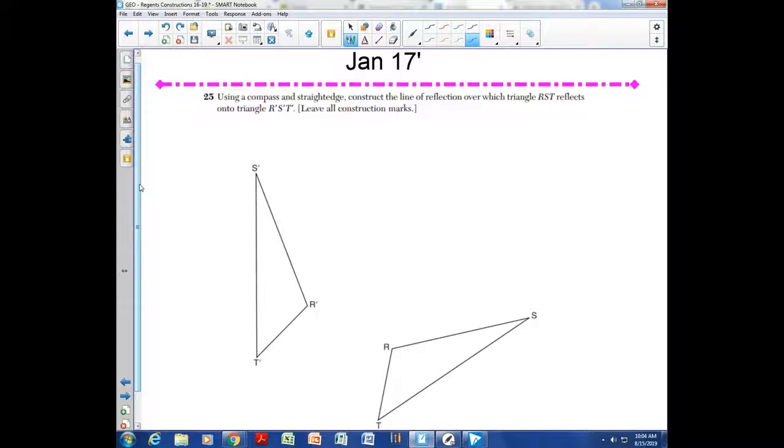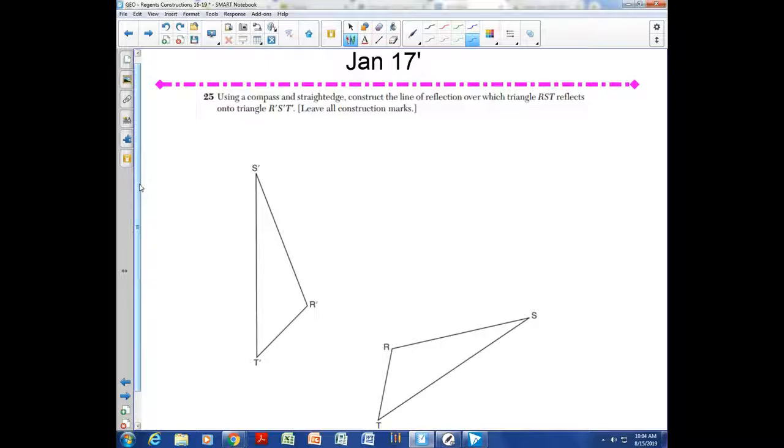Okay, in this construction, it's important to know something about a line reflection. When you reflect a figure over a line, there's a couple things that are true. First of all, the original point, say point R, and its prime, R prime, will be equidistant to the line of reflection, like looking at yourself in a mirror. Another thing that is true, that if you had an imaginary line connecting R to R prime, that line would be perfectly perpendicular to that line of reflection in which they are both equidistant to.